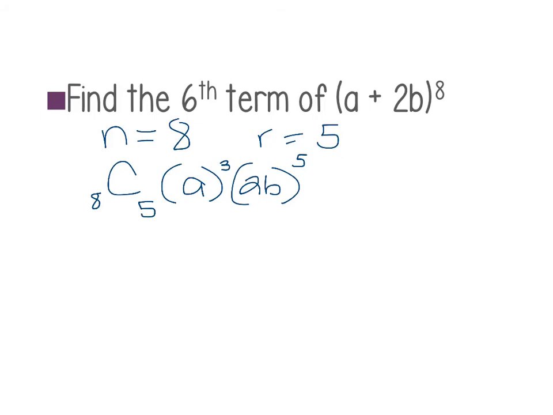Wait, what did you just do for the a and the b? You did the formula? The first term gets the n minus r. The second term gets the r. Because think about what's happening here. This still has to add up to 8. One is decreasing till it hits the sixth term, and one is increasing till it hits the sixth term.